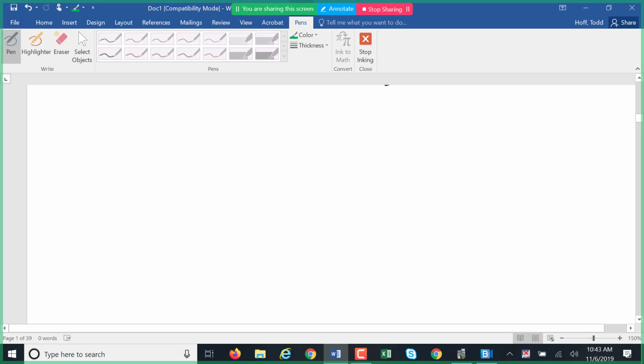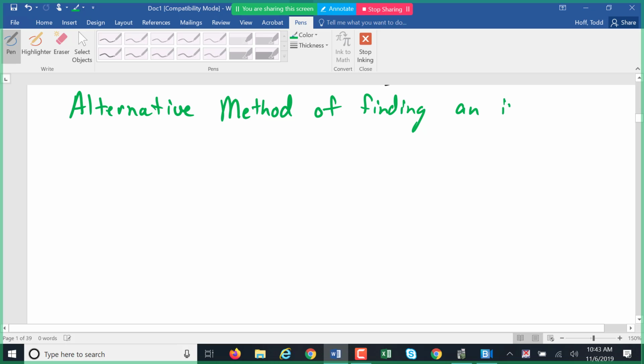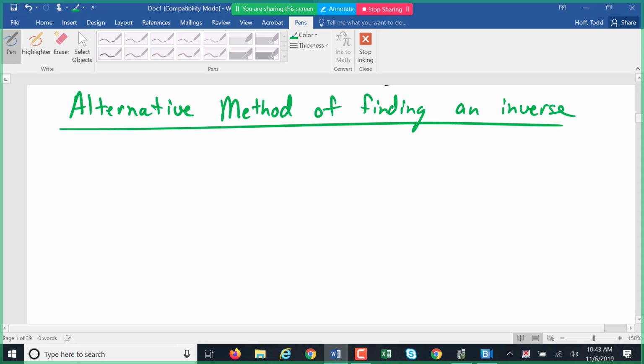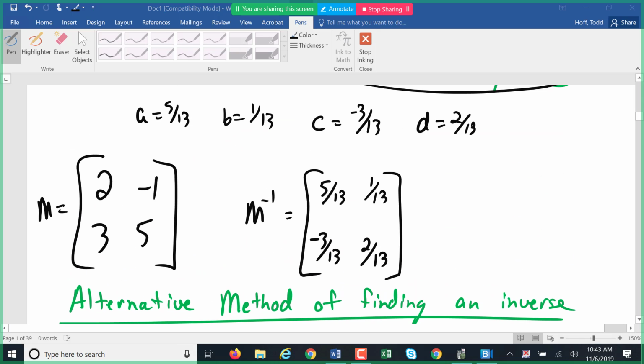There is one other way of finding an inverse, the alternative method for finding an inverse. I take my matrix, so I had, what was the matrix I had? Scroll back up here. 2, negative 1, 3, 5.